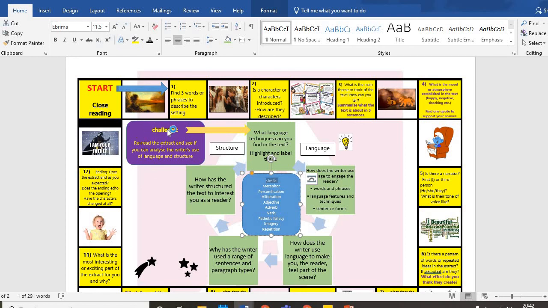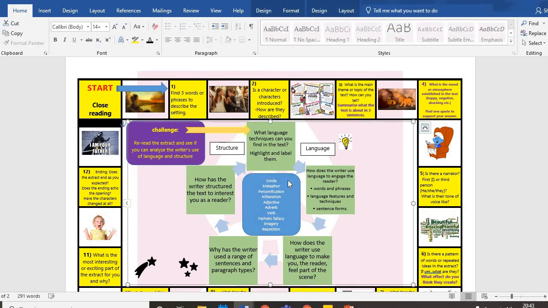And then additionally, have a go at the challenge questions. These are the challenge questions in the middle. For this, you're going to be looking at the writer's use of language, basically words, and structure. So how they've presented the text, how they've structured and developed it and laid it out and what effect this has. This is really quite high-end thinking, and it's the sort of thing that we start to look at for GCSE. So I'd like you to have a go at those.